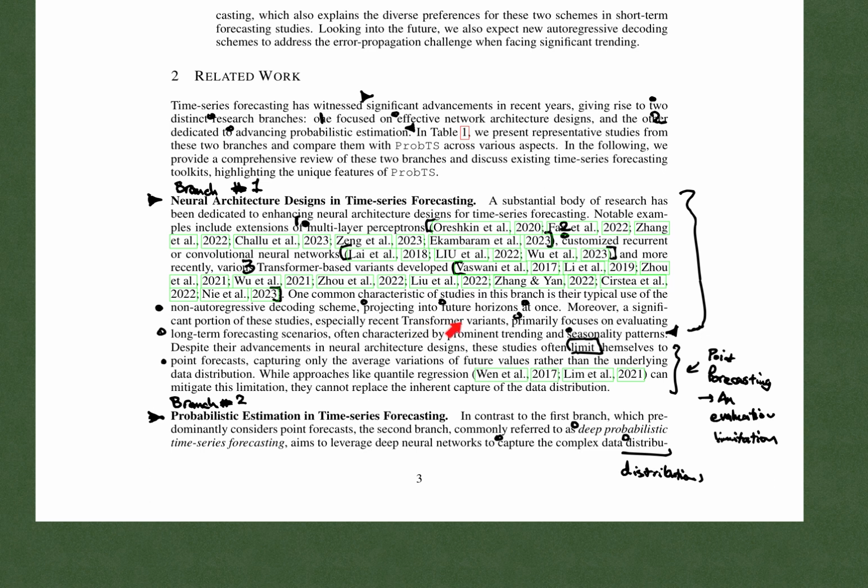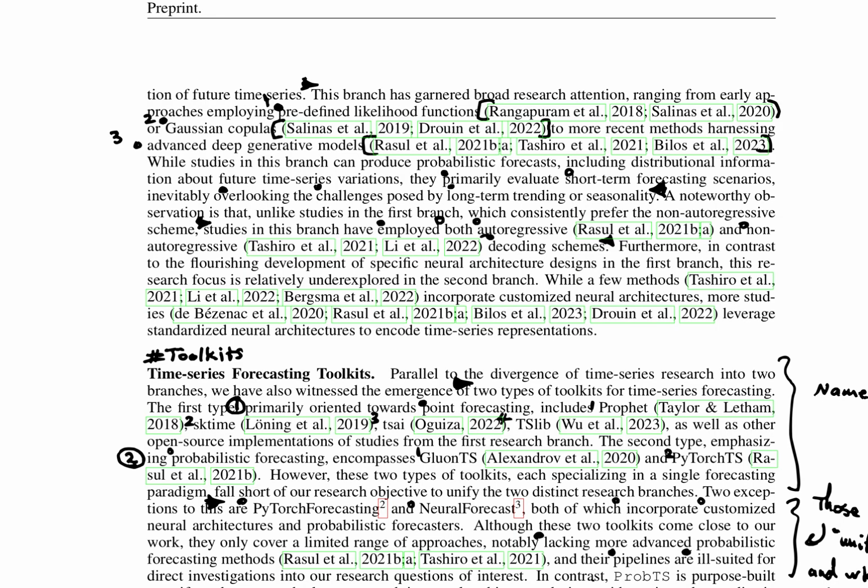And they mentioned that recent transformer variants especially primarily focus on long-term forecasting scenarios that have prominent trending and high seasonality patterns, and that often they are limited to point forecasts. In branch number 2, they go over probabilistic estimations in time series forecasting, commonly referred to as deep probabilistic time series forecasting. And the idea is to this time capture the complex data distributions rather than those kinds of point predictions. They have examples such as predefined likelihood functions, Gaussian copulas, and more recent methodologies harnessing deep generative models.